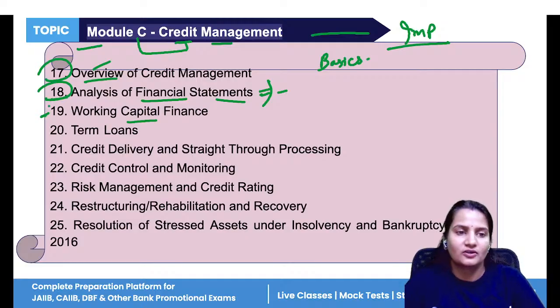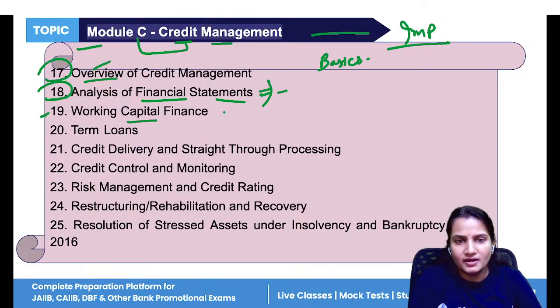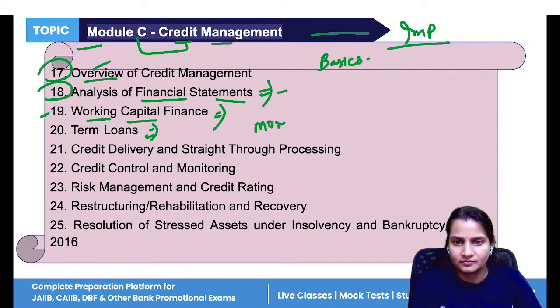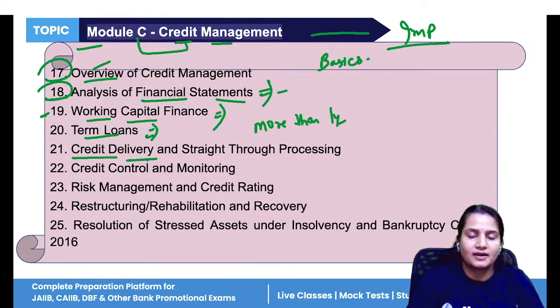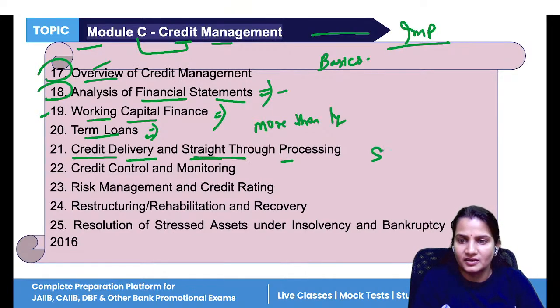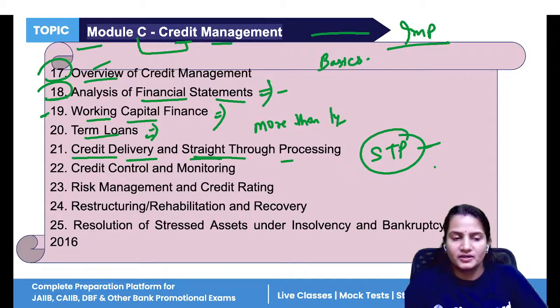Then unit number 19 is all about working capital finance. Working capital finance means when you want funds for a short period of time, you will go for working capital finance. When you need funds for a long period of time, more than a year, then you will go for term loans. After that, credit delivery, how you will deliver the credit. Because loan documentation takes a lot of time, an automated process is provided to you, known as STP. Through STP, your loan documentation becomes easy, because it is an automated process.